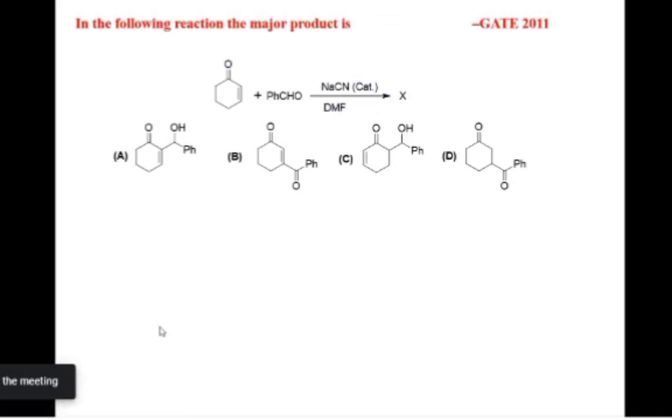Now see, a very famous reaction, as we are studying in different ways. In the following reaction, the major product is, and this question was asked in GATE 2011. A typical example, not only in GATE 2011, but later on in the NET examination also this example was asked. If you are not studying this particular reaction in this direction, then also you can solve this problem. Now, what is the problem? Just read the substrate properly. The substrates are cyclohexenone, benzaldehyde, sodium cyanide in catalytic amount, as well as DMF as a solvent.